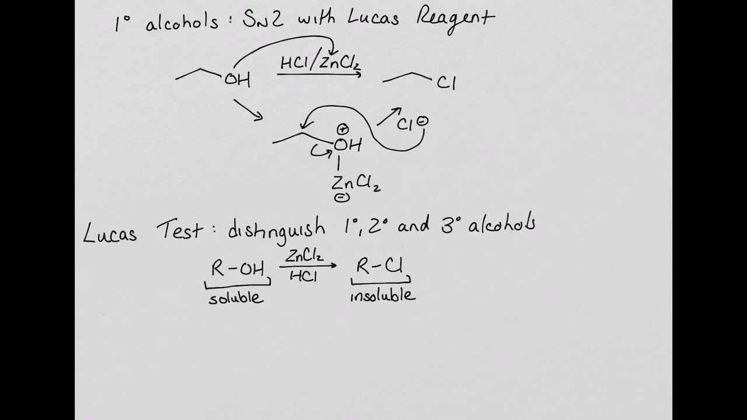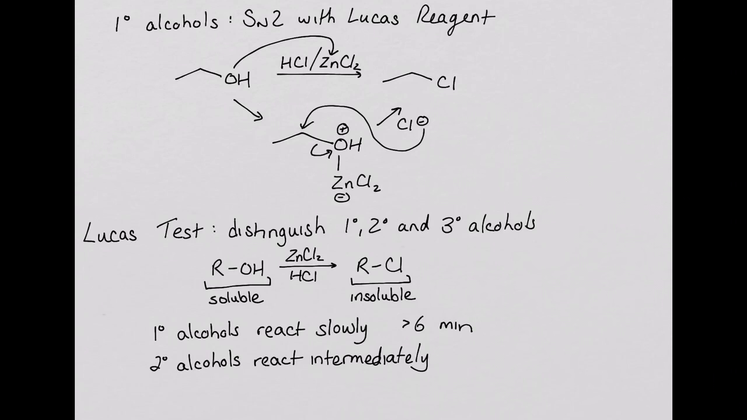We know that primary alcohols react very slowly, even with the Lucas reagent. Typically, primary alcohols take more than 6 minutes to form the second phase. Secondary alcohols react intermediately. Typically, it takes between 1 and 5 minutes for a secondary alcohol to react with the Lucas reagent and form the insoluble second phase. Tertiary alcohols react most quickly. Typically, the second phase is observed in less than a minute. Using the formation of the second phase and the rate at which this reaction occurs, we can distinguish an unknown alcohol based on whether it is primary, secondary, or tertiary.